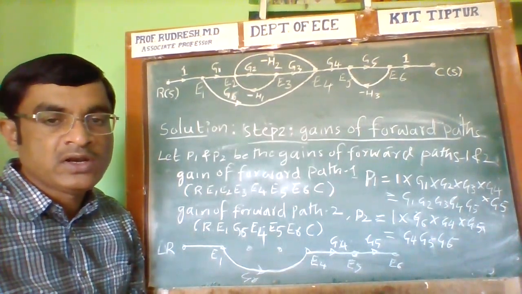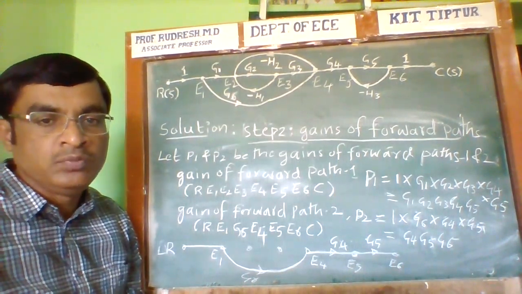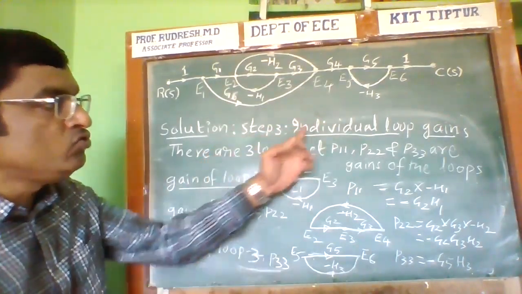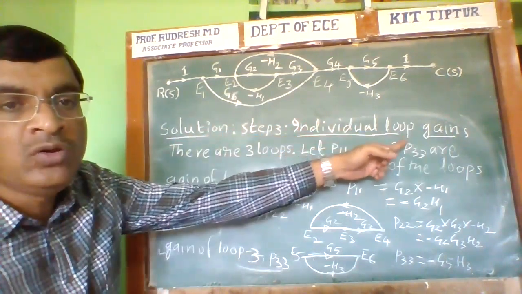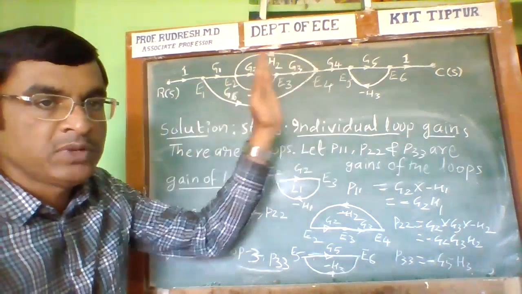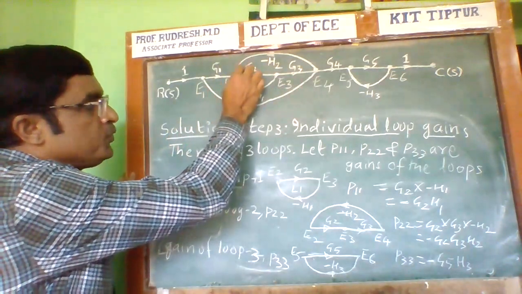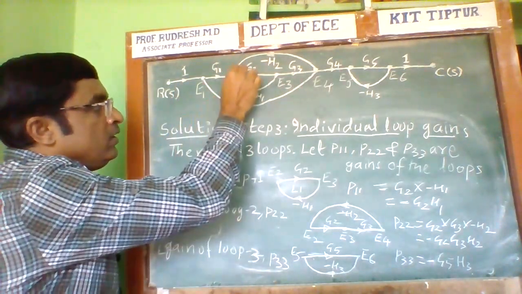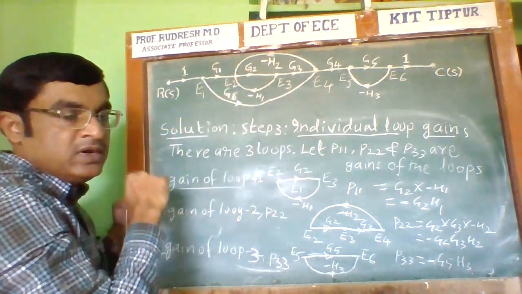Next step, we need to calculate the loop gains, that is the individual loop gains. In step 3, go for calculating the individual loop gains. In order to calculate individual loop gains, we need to identify the number of loops in the signal flow graph. How many loops? Loops means a closed path. It starts and ends at the same node.